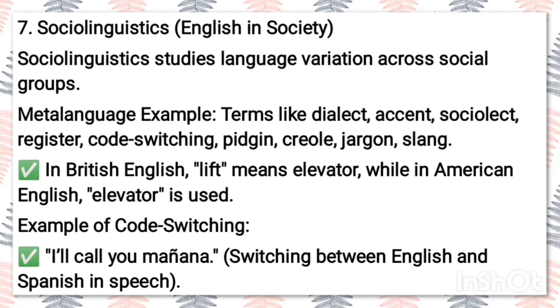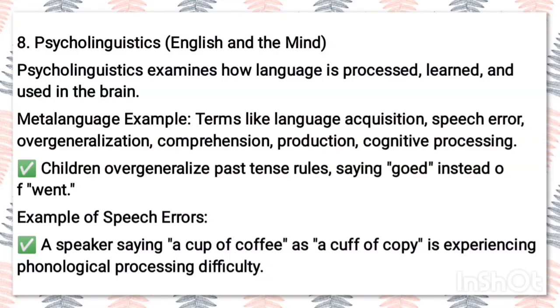In metalanguage, examples are dialect, accent, register, and code switching, which are key terms in sociolinguistics. For instance, code switching refers to alternating between languages in a conversation, as in "I will call you banana," mixing English and Spanish. For dialect, different regions may use different terms, like in British English lift means elevator, while in American English we say elevator.